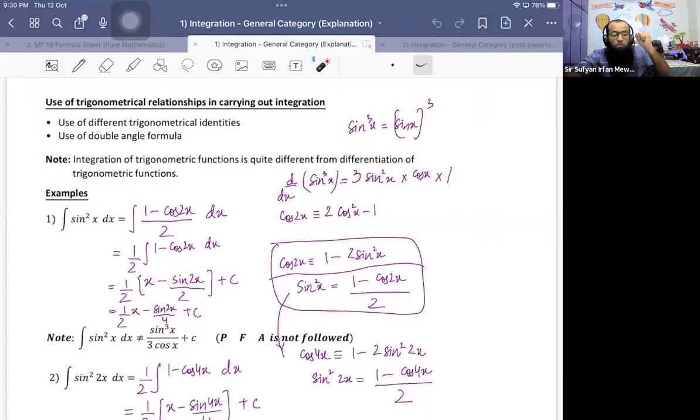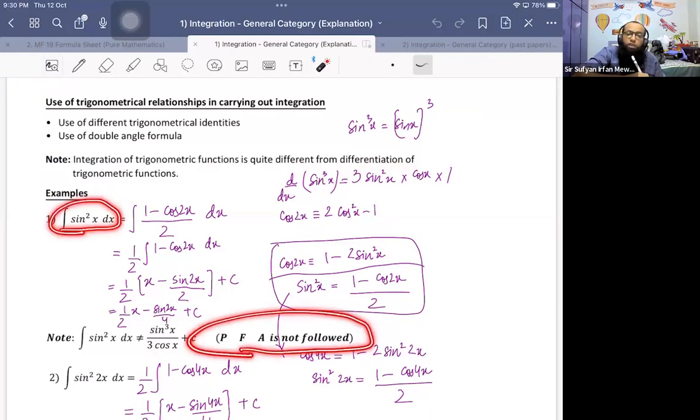One thing you should remember as a rule, that there is no link over here between the differentiation and the integration part. The way in which we used to differentiate trigonometric functions is quite different from integration of trigonometric functions. This is what the note has already mentioned. Integration of trigonometric functions is quite different from differentiation of trigonometric functions. Do not try to follow the PFA rule. Now the question is, if we have sine square x and we have to integrate it and we cannot use PFA, then what do we actually have to do?